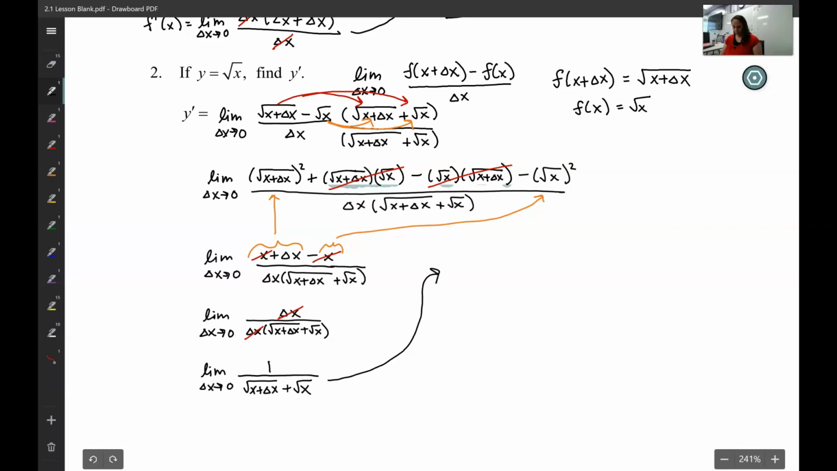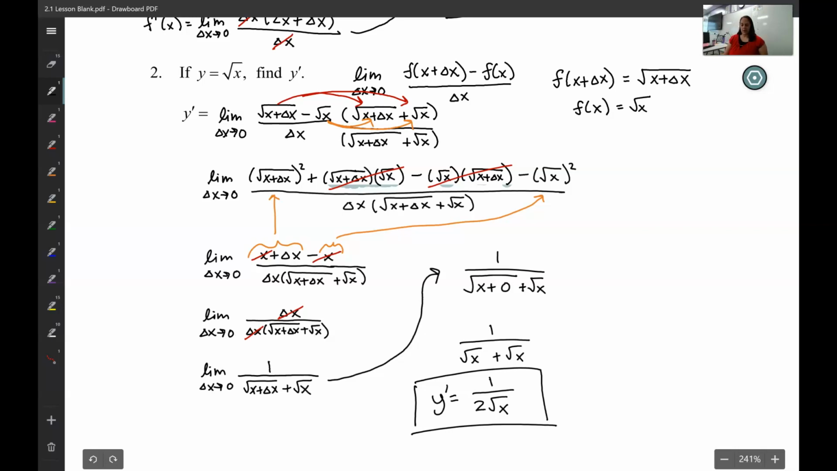Now we can actually do the limit by plugging in 0 for delta x. So I'm going to get 1 over square root of x plus 0 plus square root of x, which is 1 over square root of x plus square root of x. So that would be 1 over 2 square root of x. So y prime, that derivative, is that.